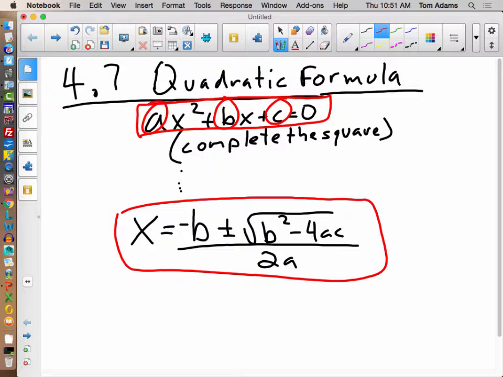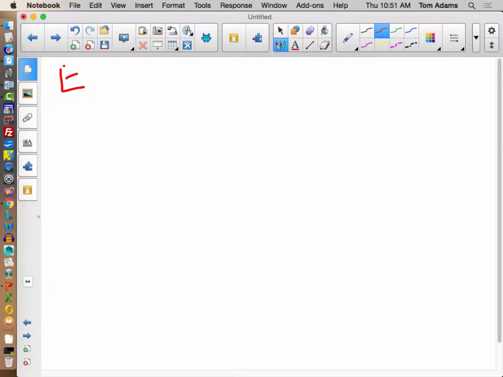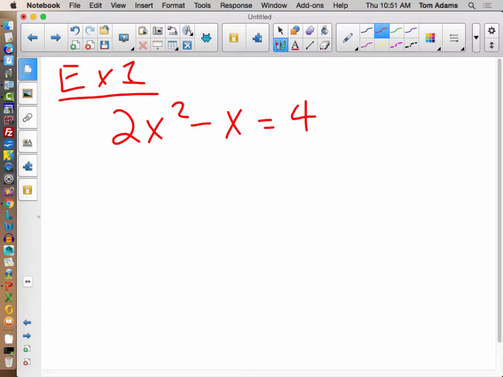All right. So it doesn't have to be set equal to 0. No, you just need to know what a, b, and c are. So if I look at example number 1, they give us the following equation, and they ask us to solve 2x squared minus x is equal to 4, and they basically want to know the solutions.